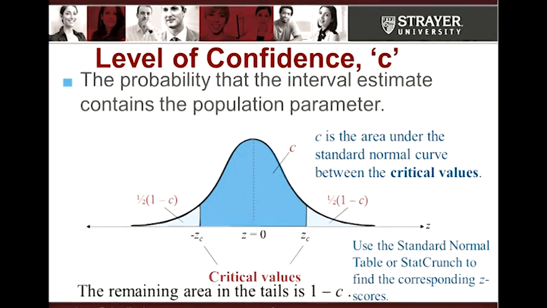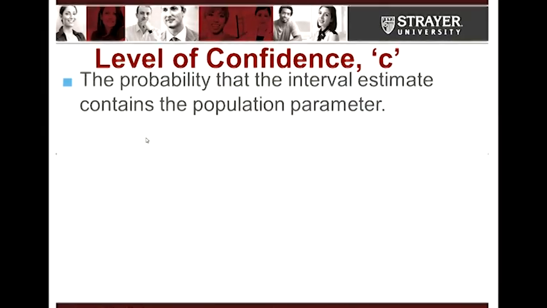So somebody very wise came up with the idea of giving a little margin of error. So within 3 points, the polls say that everybody loves Obamacare. That would be the idea of a confidence interval, where we're giving a margin of error. The level of confidence, we often call it C, is the probability that your interval estimate will actually contain your true population parameter.